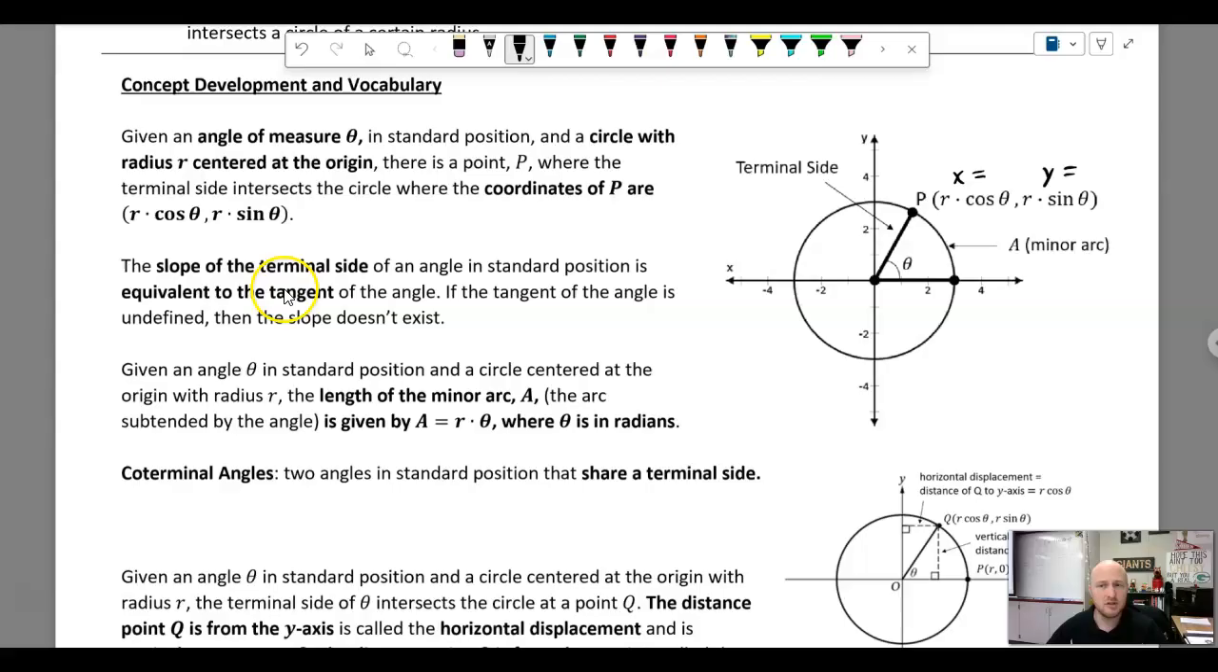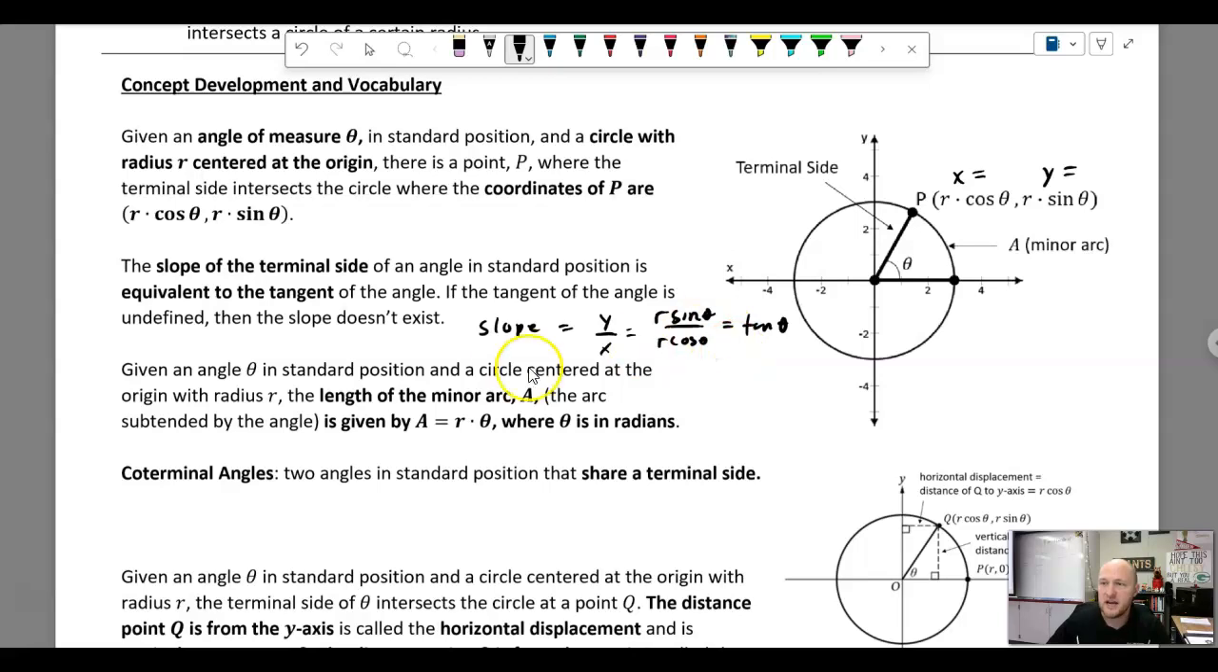Now, the slope of the terminal side of an angle in standard position is equivalent to the tangent of the angle. If the tangent of the angle is undefined, the slope does not exist. And remember that for this point location, slope is rise, which is your y value. Slope is equal to y over x. And my y is r sine theta, my x is r cosine theta, and so our r's cancel and we just get tangent theta. Okay, so that's how you can determine the slope. It's just the tangent of whatever that angle is.